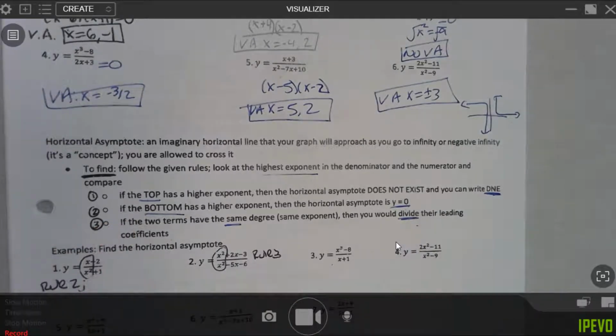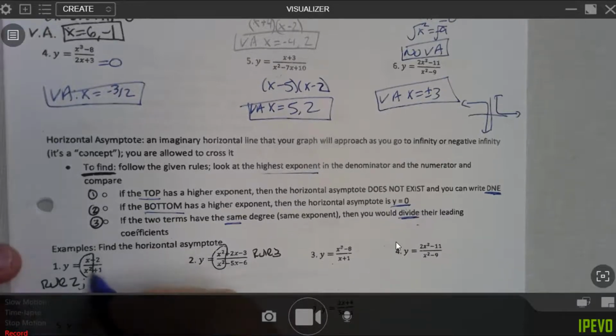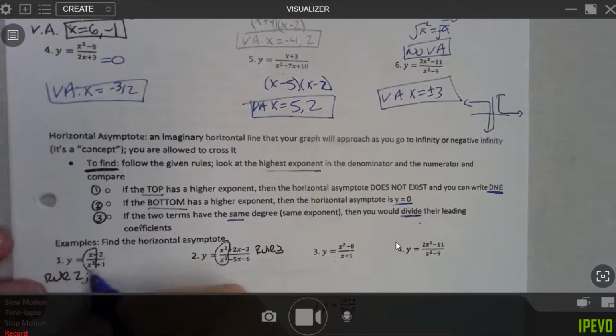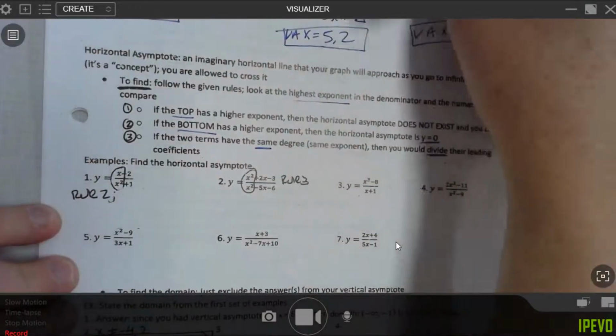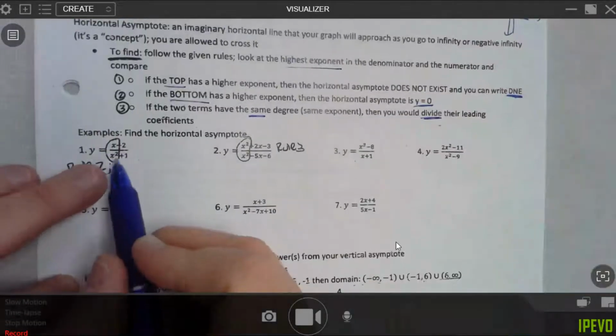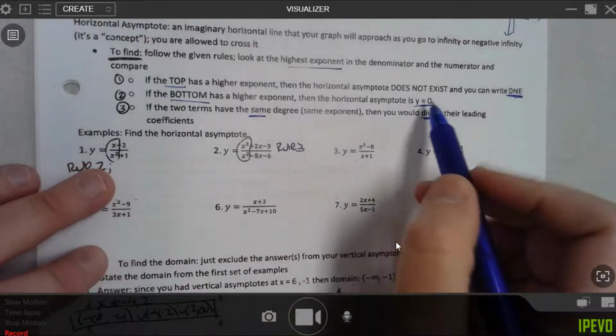And that's because if your top is growing faster, then you're getting a large number on top. That's why it goes to DNE. If your bottom is growing faster, then you're having like 1/1,000,000. 1/1,000,000 is almost 0. So that's why. So right here we have x over x squared. So the bottom is larger. If you look at the exponents, the bottom is larger. So we're going to say that our horizontal asymptote is y equals 0.